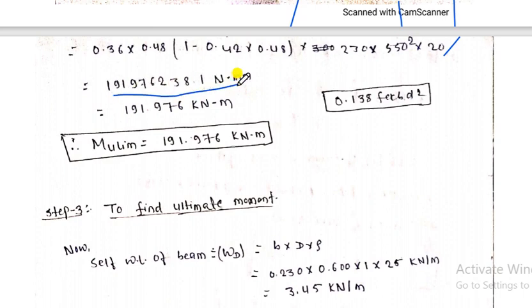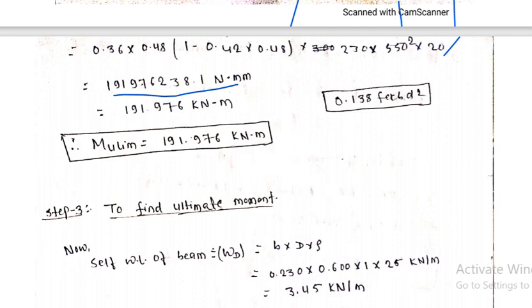So we need to convert this into kilonewton meters. While converting newtons to kilonewtons, we have to divide by thousand. At the same time, while converting mm into meters, we have to again divide by thousand. So in total we need to divide by thousand into thousand, and then you will get 191.976 kilonewton meters. Otherwise, you can calculate Mu limit by using this formula directly, so no need to worry about all these things. You can calculate as you like, or as you feel is easy.